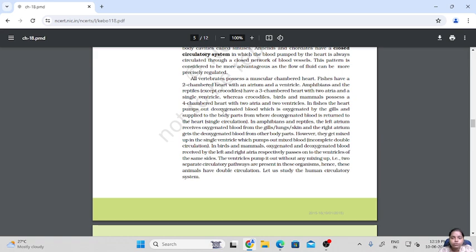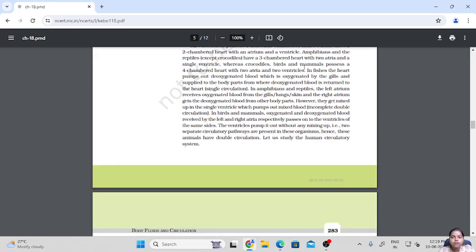So in fishes, what happens? The heart pumps out deoxygenated blood, which is oxygenated by the gills and supplied to the body parts, from where deoxygenated blood is returned to the heart. This type of circulation is called single circulation.